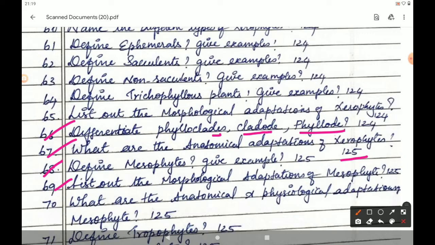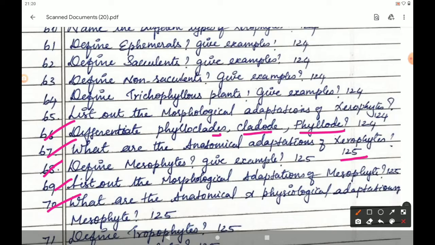The next question, 69th question: list out the morphological adaptations of mesophyte. The answer is given in page number 125, right side, third heading, subheading. Root system is well developed. Stems are generally aerial, stout, highly branched. Leaves are generally large, broad, thin with a different shape. Three points are given for morphological adaptation.